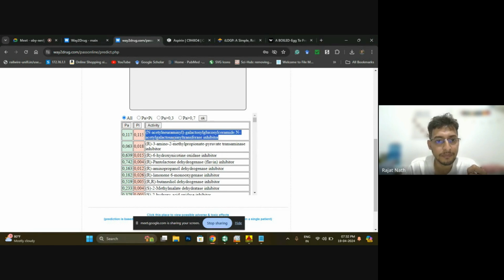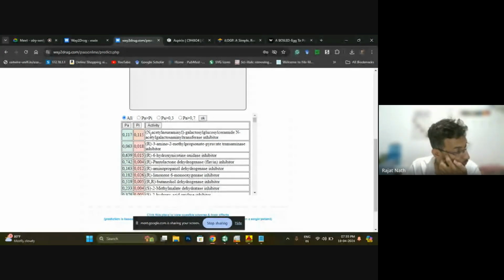Another thing is, if the PA and PI scores are similar, like 117 and 115, that means there is a 50% chance of showing this activity by this compound. Okay.